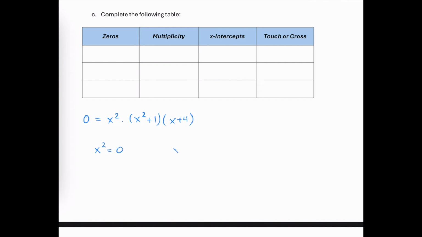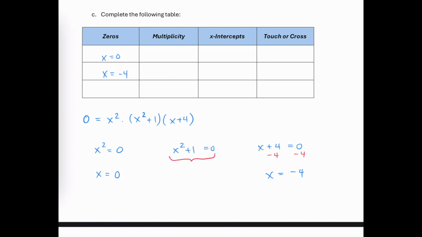We set each factor equal to 0 and then solve each of them individually for x. Well, if we take the square root of both sides, this one is just going to give us 0. And let's skip over here to subtracting 4 from both sides to get x is equal to -4. So we have two of the zeros already. x is equal to 0 and x is equal to -4.